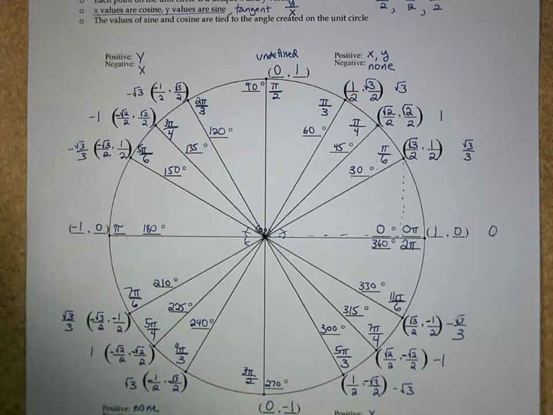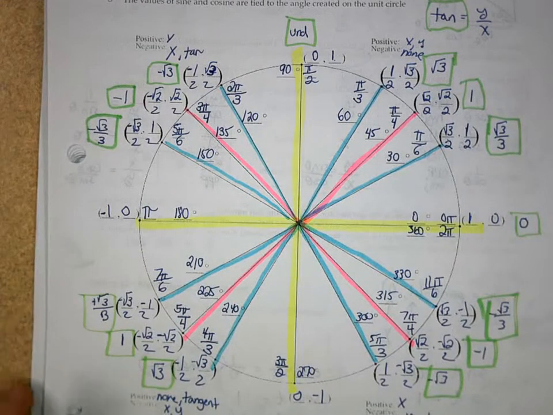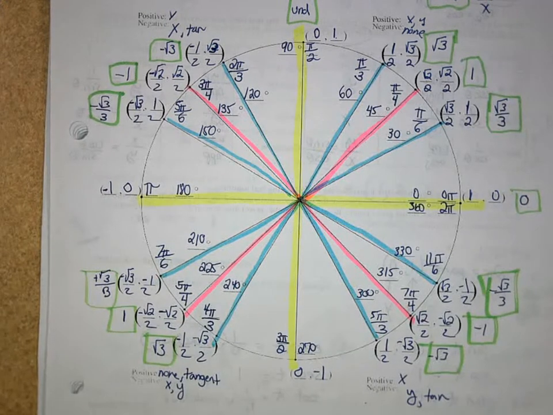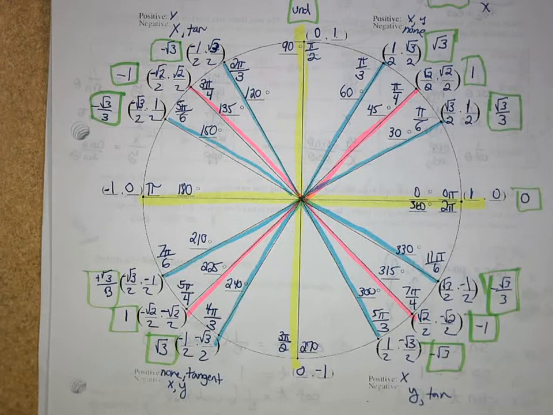If you're the type of person that likes seeing a little bit of color, here's what a colored version looks like. Here I've got my 90-degree angles in yellow. I've got my 45-degree angles in pink, and then all the others are factors of 30. 30, 60, 120, 150 are the ones in blue.